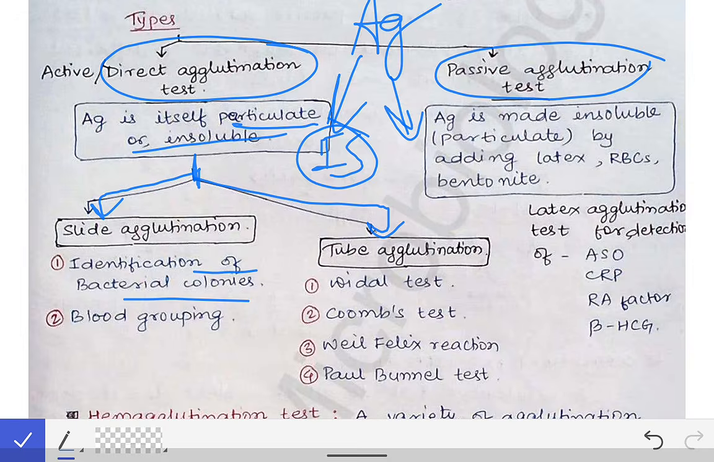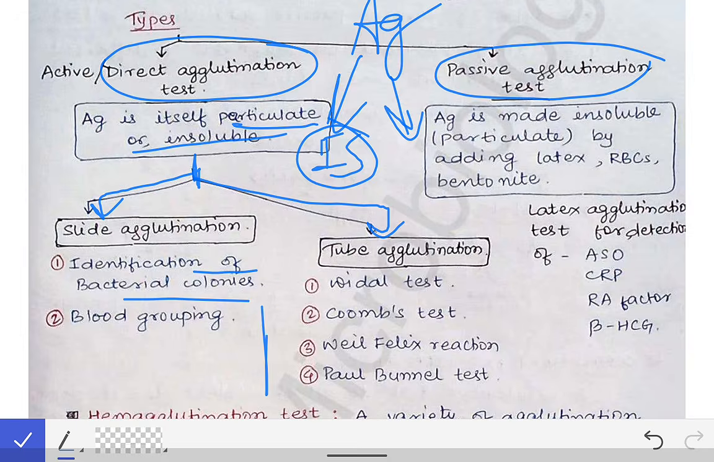Then we have blood grouping also, where we put one drop of blood of a patient on a glass slide, and then we add the anti-sera, and after that we see the clumping, and then we can identify the blood group of that patient or that person. So while doing blood grouping, we can identify the blood group. That is also an example of the slide agglutination.